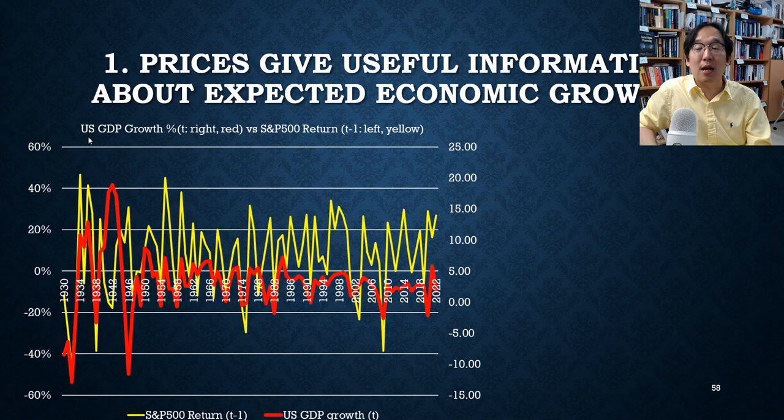One is the time series graph of US GDP growth in time t, in the red color, year by year from 1930 up until 2022. And then the S&P 500 return at t-1, the yellow line. These spiky ones are the S&P 500 index return a year ago. So whenever the price index return was good, going up, the next year the GDP growth was going up. Whenever the S&P 500 return was going down, the next year's GDP growth was bad. So that's basically what we can see.